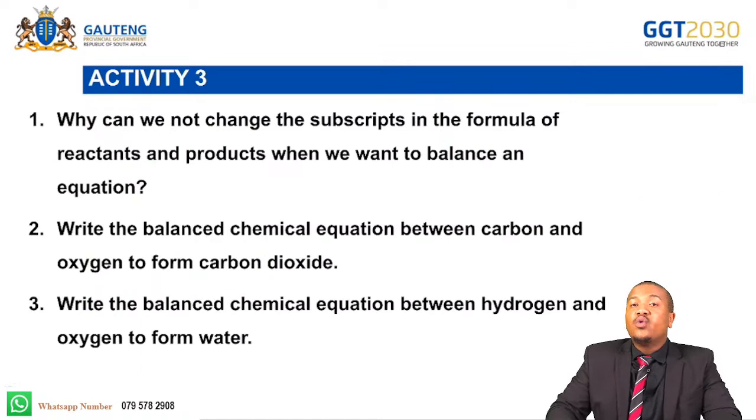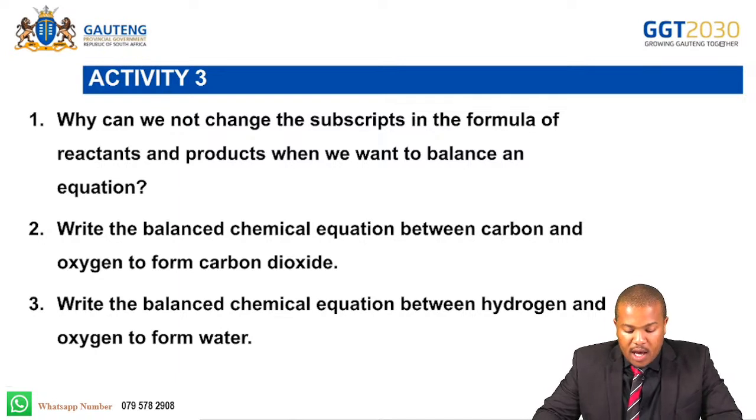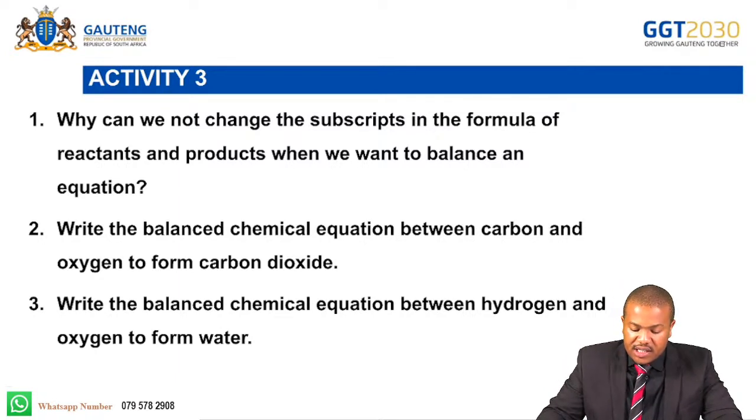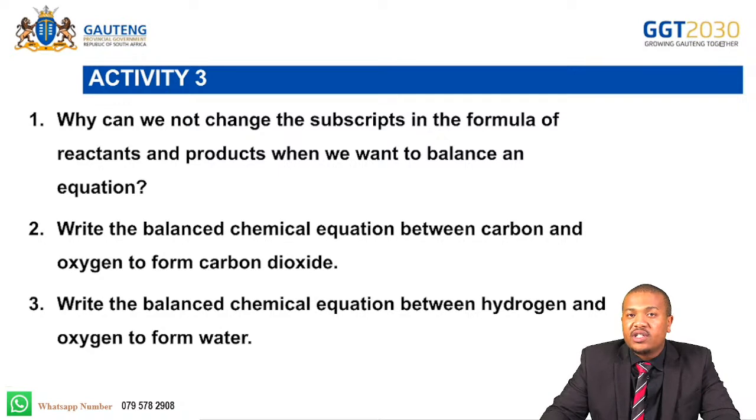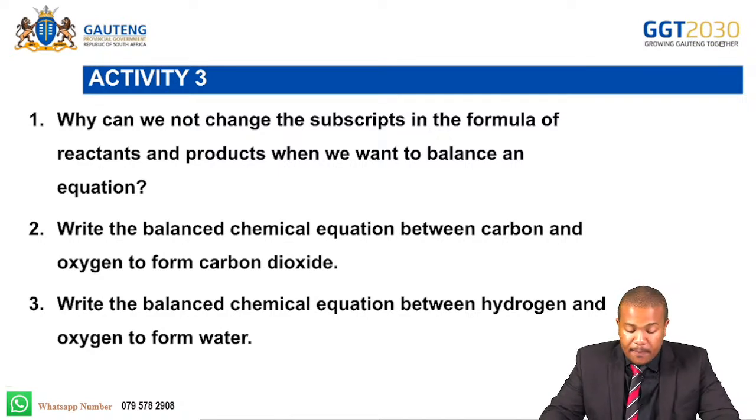So now, let's quickly look at activity 3, so that after that we can summarize what we have learned for today. Activity 3 has 3 questions. Number 1: why can we not change the subscripts in the formula of reactants and products when we want to balance an equation? Number 2: write the balanced chemical equation between carbon and oxygen to form carbon dioxide. Number 3: write the balanced chemical equation between hydrogen and oxygen to form water. I'm going to give you 3 minutes quickly to complete this activity. Then after that, we shall mark together.